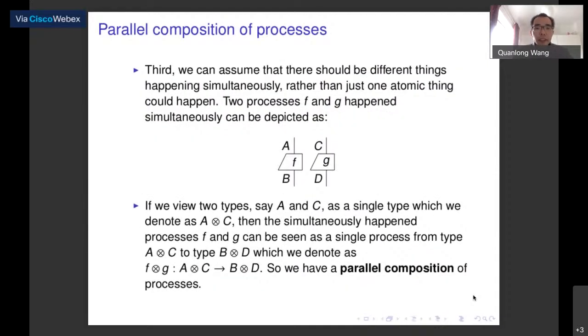And third, we can assume that different things can happen simultaneously, rather than just one atomic thing happening. So two processes, F and G, happen simultaneously. They can be depicted as two boxes put in parallel. If we view two types, let's say A and C, as a single type, we denote it as A tensor C, and then we describe processes F and G, which happen simultaneously, as a single process from type A tensor C to type B tensor D. So that means we can have a parallel composition of processes.